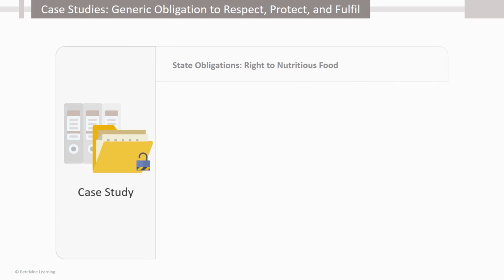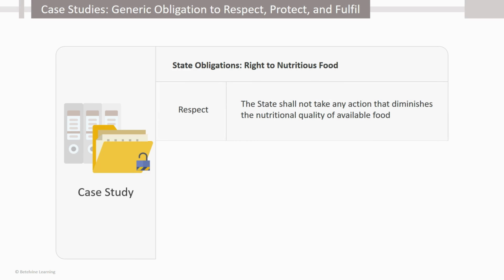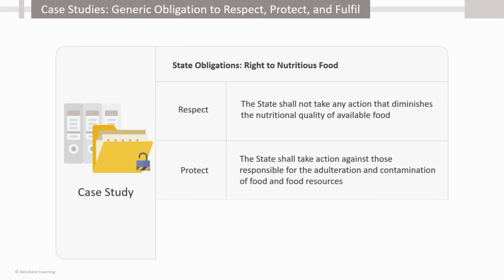Right to food, or right to nutritious food. Obligation to respect. The state should not take any action that diminishes the nutritional quality of the food that is available. Obligation to protect. The state has to take actions against those who are responsible for adulteration and contamination of food and food resources.